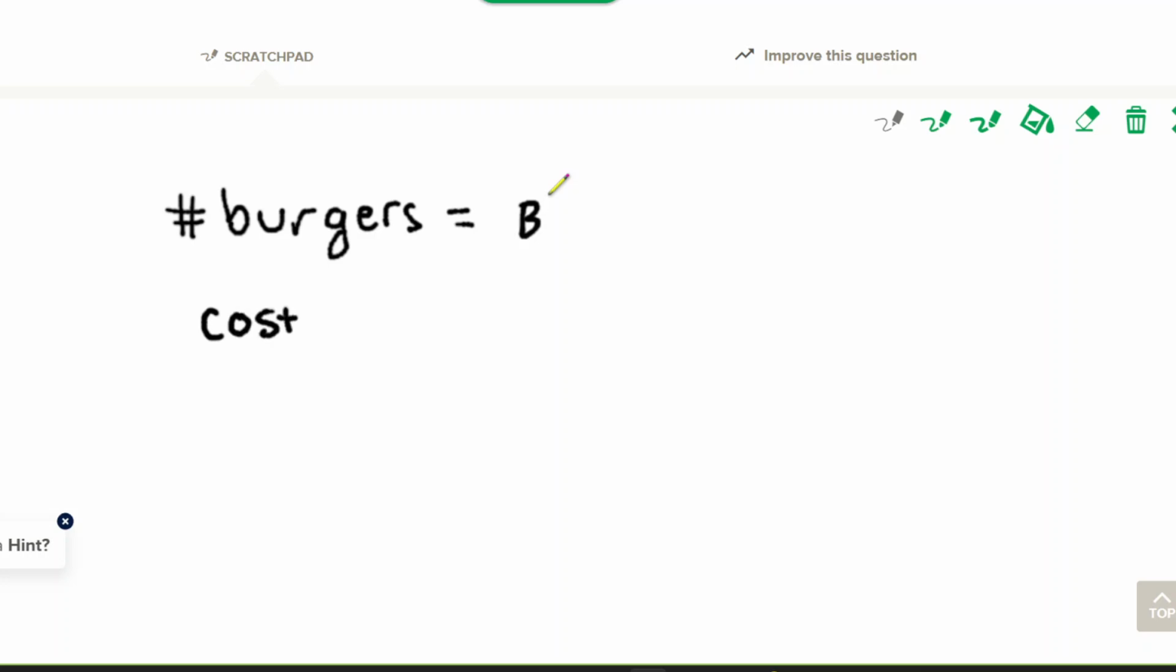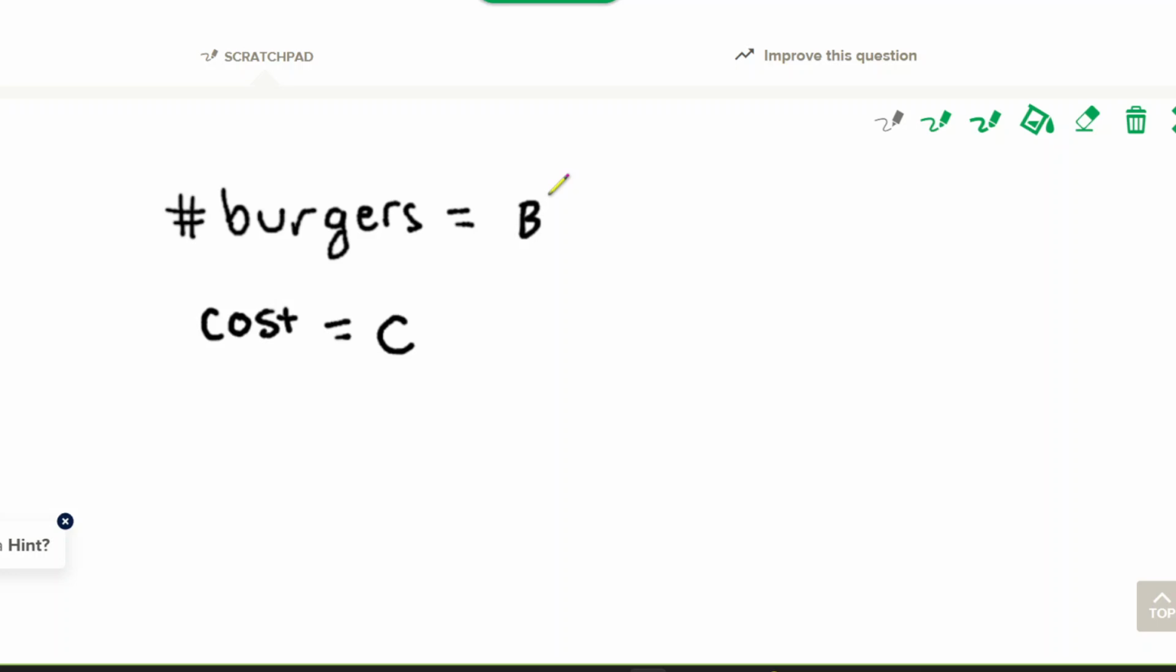That's also something that can change, that can vary. The cost in dollars. If I eat 1 burger, that's going to cost $10, right? They said each burger was $10. If I eat 2 burgers, that's 10 and 10, that's $20, right? So the cost can change. I'm going to call that C for cost.